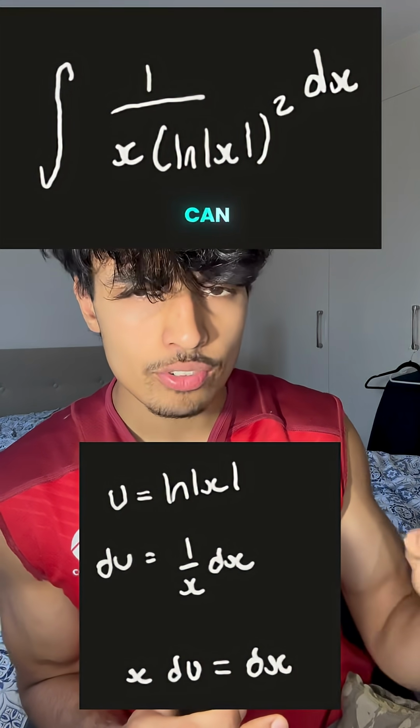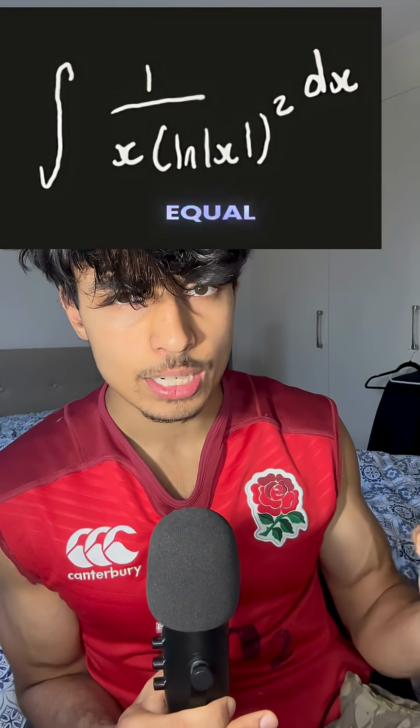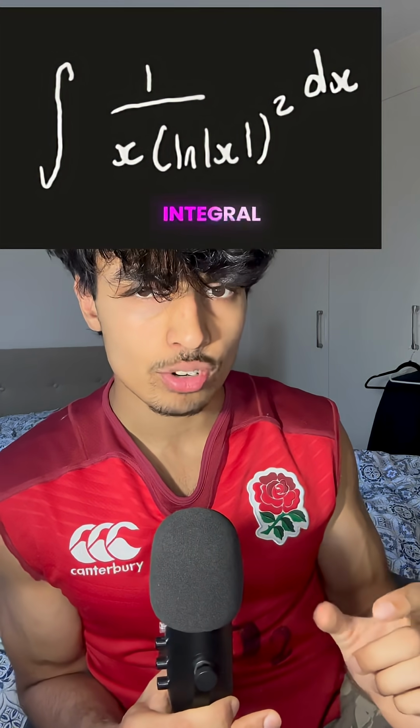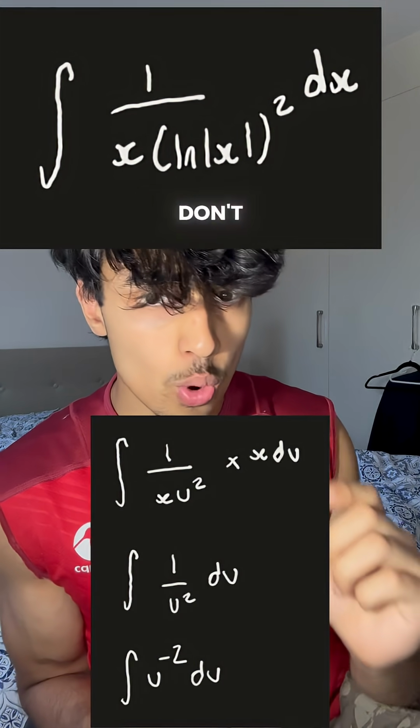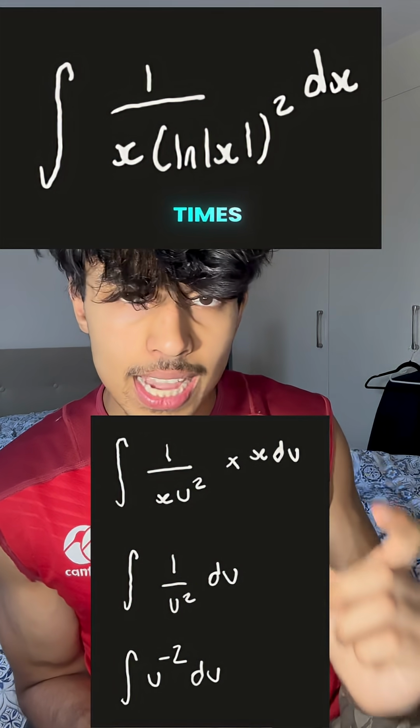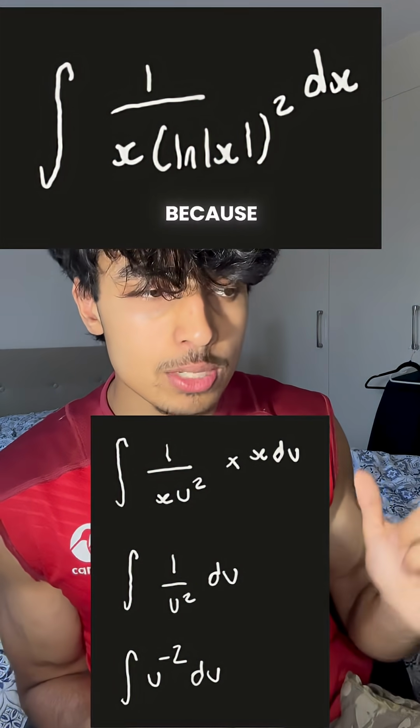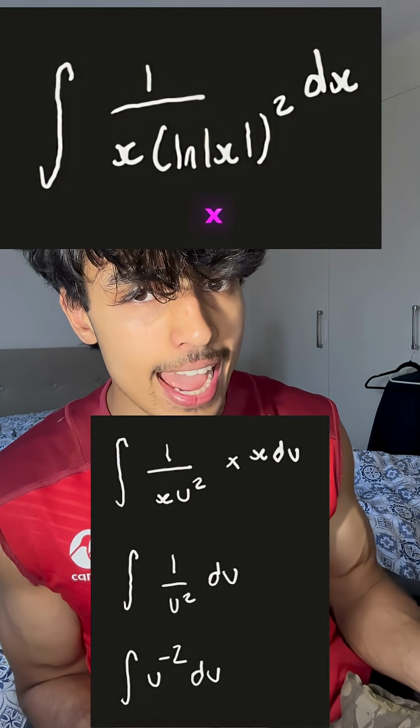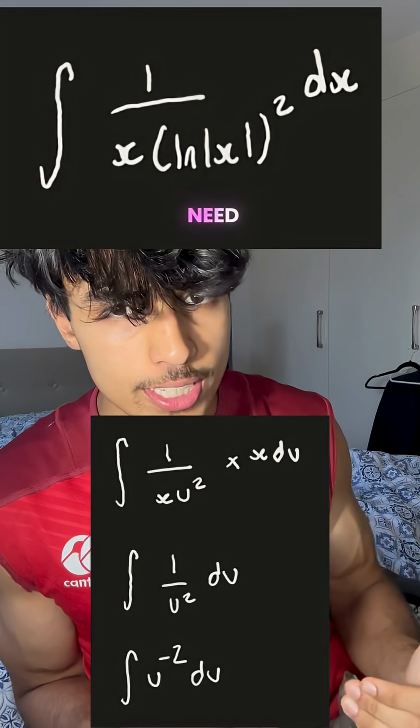Now, we can write this. What do we know? We know ln x is equal to u. So we can rewrite this integral as 1 over x times u squared. Don't worry about the x. And then we times it by x du. Now, because we times it by x du, we're getting rid of the x, so it cancels out. So you don't need to worry about it.